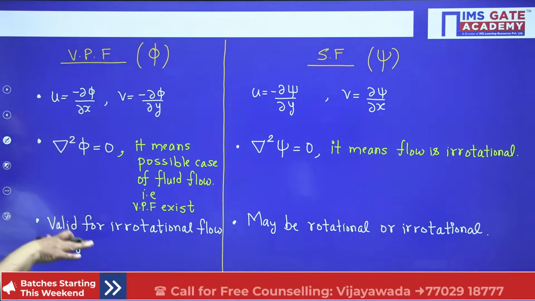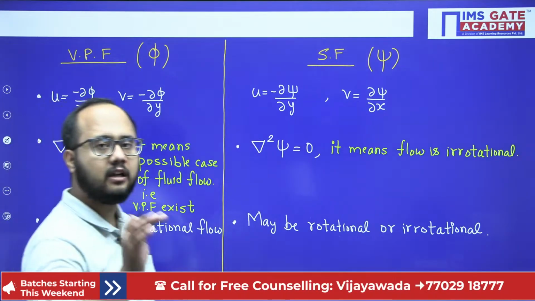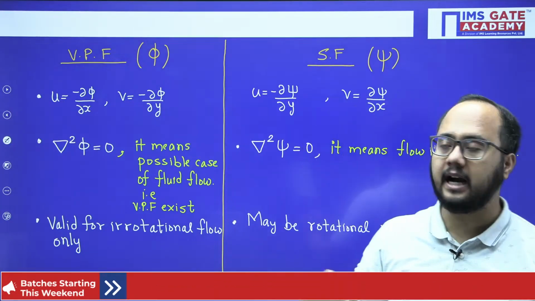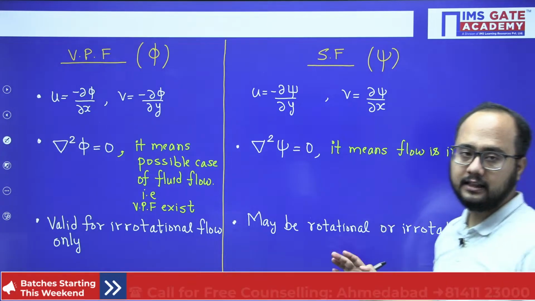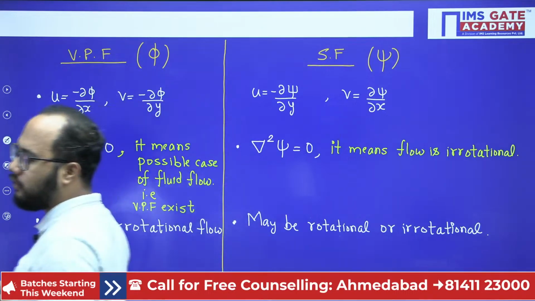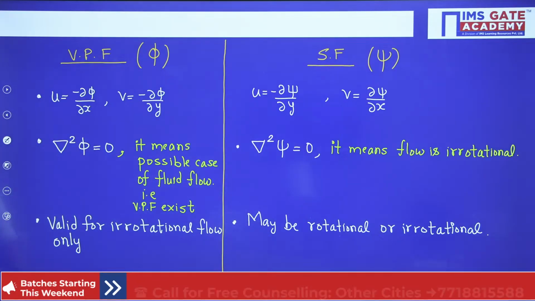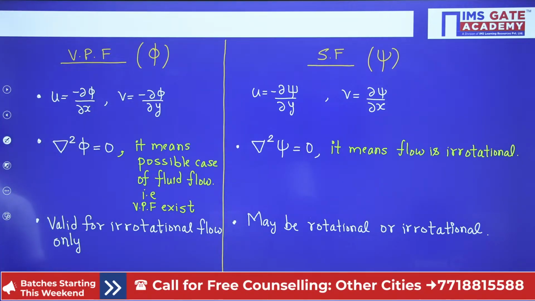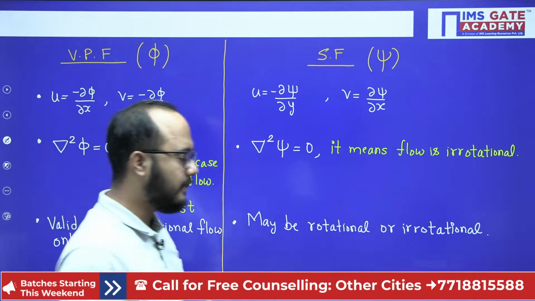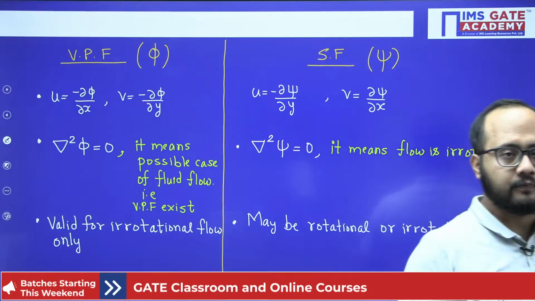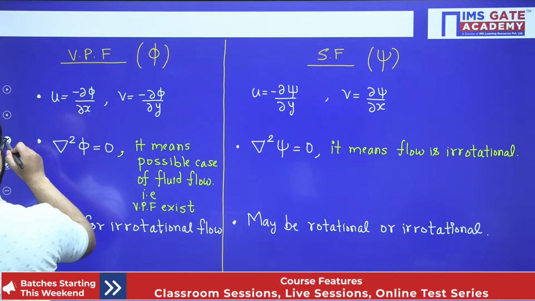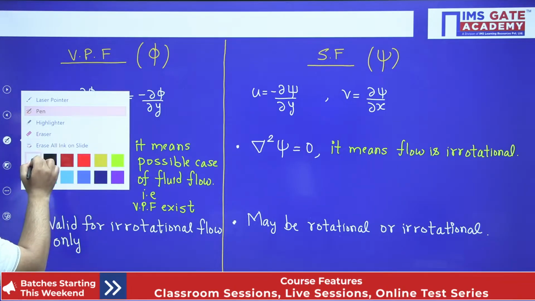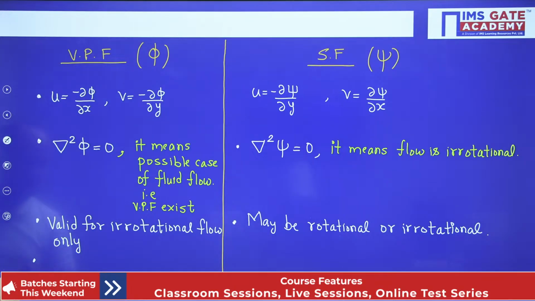So these are the three basic differences that you should always understand regarding velocity potential function and the stream function. These are the three major important points, right everyone? Correct. Now, the slope of streamline and potential line, equipotential line, that we can also write it here. Okay, let's again add one more point.